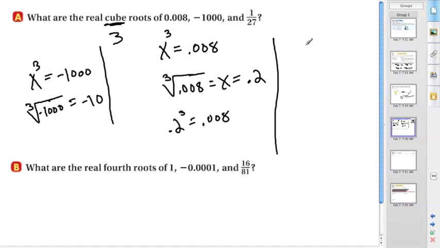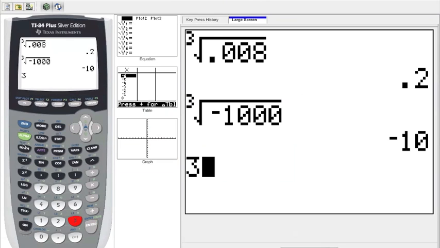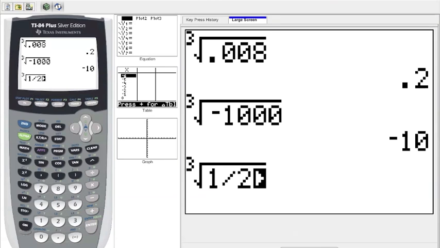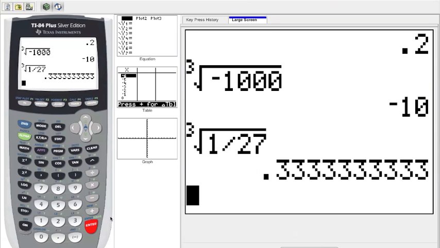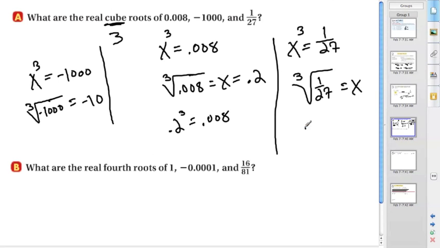And the last one, we're looking for x to the third power that will give us 1 over 27, which means we're doing the third root of 1 over 27 to get x. So again, we're doing the third root, math, 5, and we want to distinguish that it's going to be 1 over 27. And we get 0.3 repeating. To get that to a fraction, it's math, enter, enter, which is 1/3. So x equals 1/3.